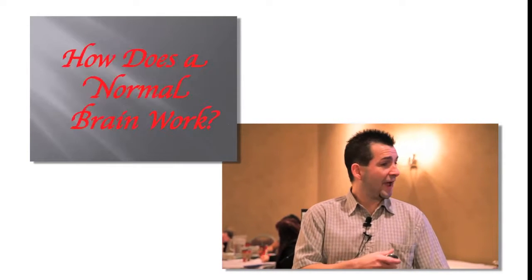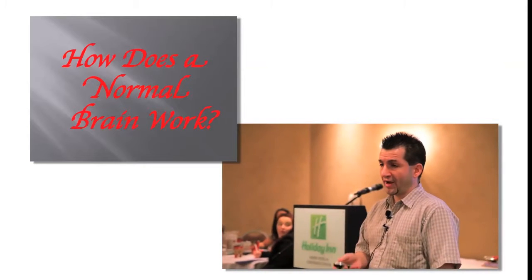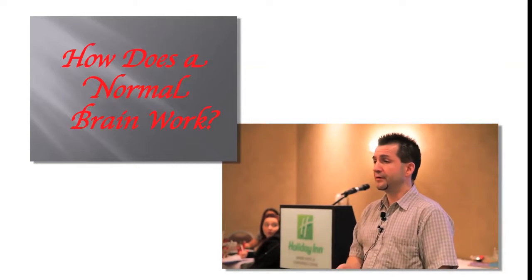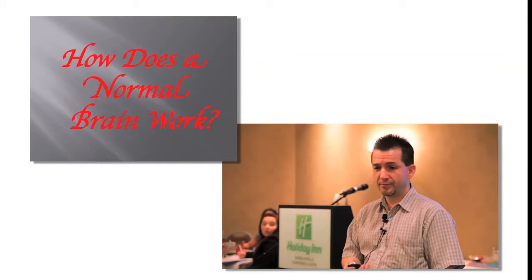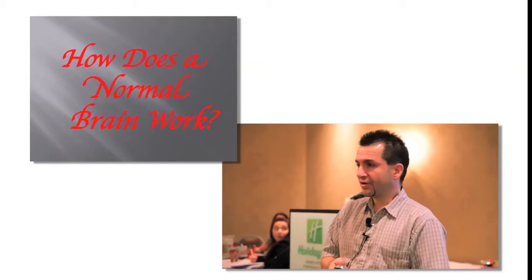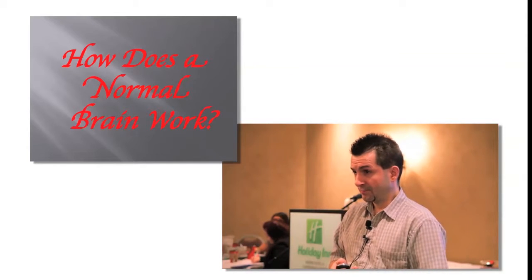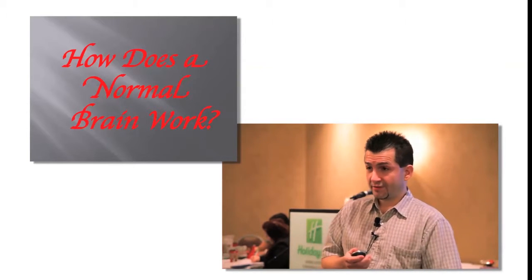All right, so how does a normal brain work? A normal brain functions in a very, very particular way based on very simple principles. And the answer to the question of why is this happening? Why is this child acting this way? Is a very simple one to answer.